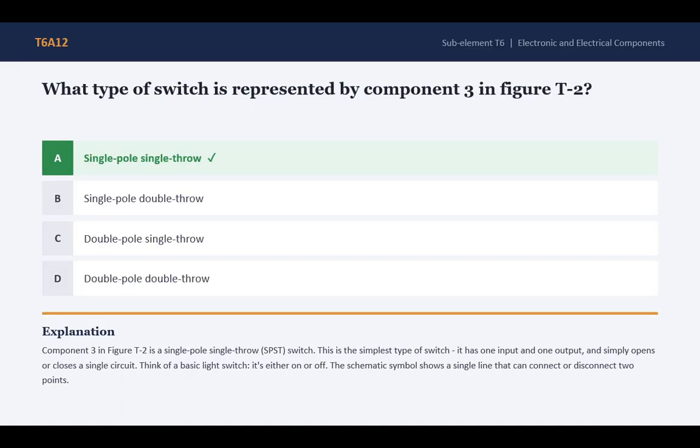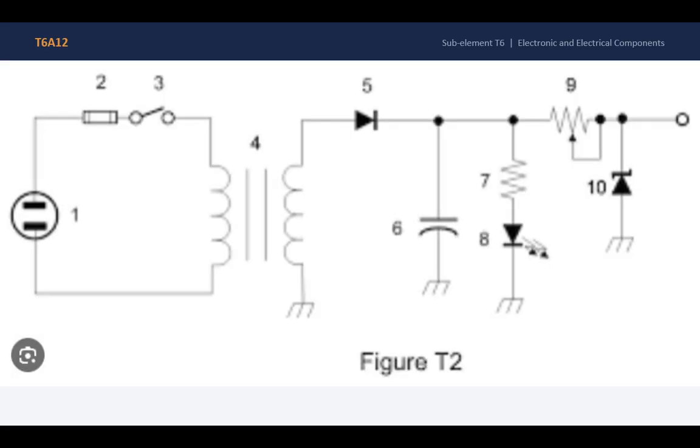What type of switch is represented by component 3 in figure T2? A single pole single throw. Component 3 in figure T2 is a single pole single throw SPST switch. This is the simplest type of switch. It has one input and one output and simply opens or closes a single circuit. Think of a basic light switch. It's either on or off. The schematic symbol shows a single line that can connect or disconnect 2 points.